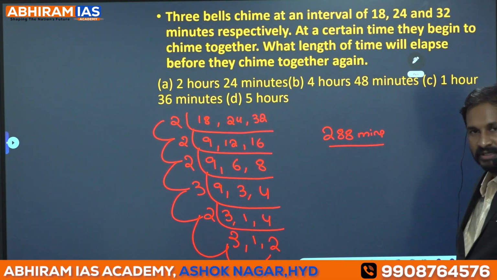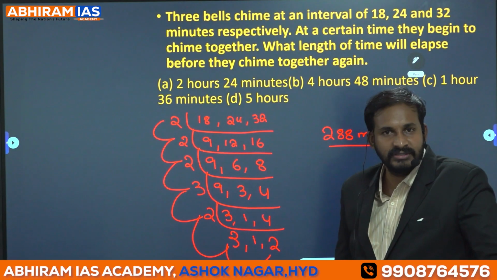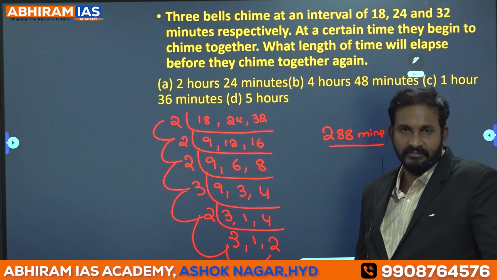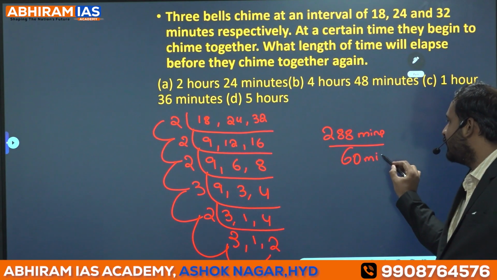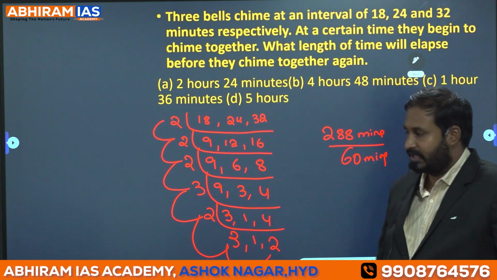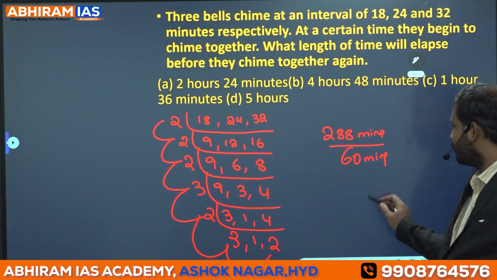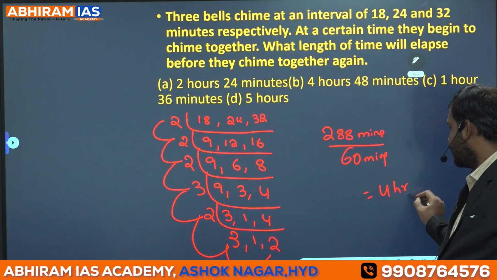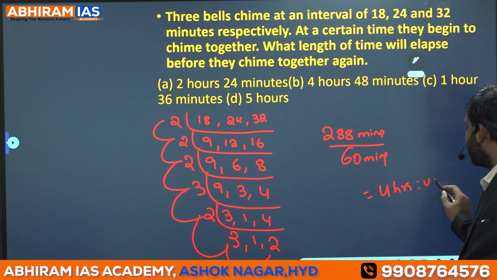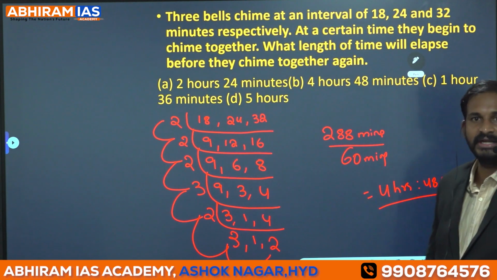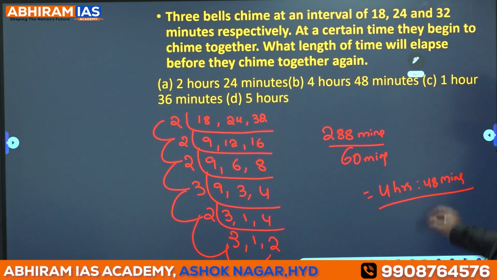So how will we convert? Simple. Minutes into hours, by dividing with 60, because 1 hour contains 60 minutes. When you divide 288 by 60, you get 4 exactly, and the remainder is 48. So 288 minutes means 4 hours 48 minutes.